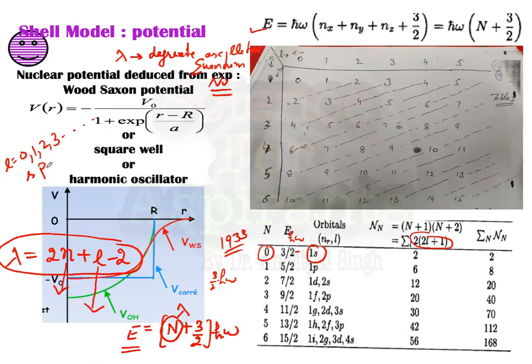If the nucleon is present in the p orbital, then l will be 1. If it is present in d, l is 2, and if the nucleon is present in the f orbital, then l is 3. So you can find out the number of nucleons, and this is a very important table. I have just kept it here, so based on the values of n and l, you can find out the number.